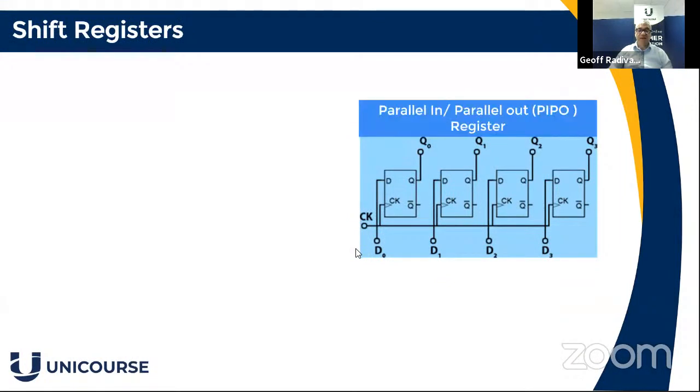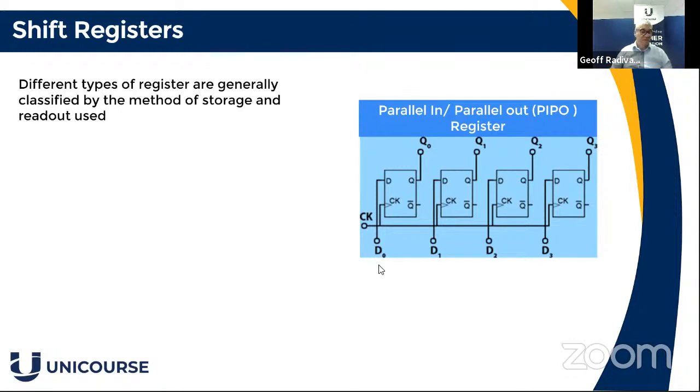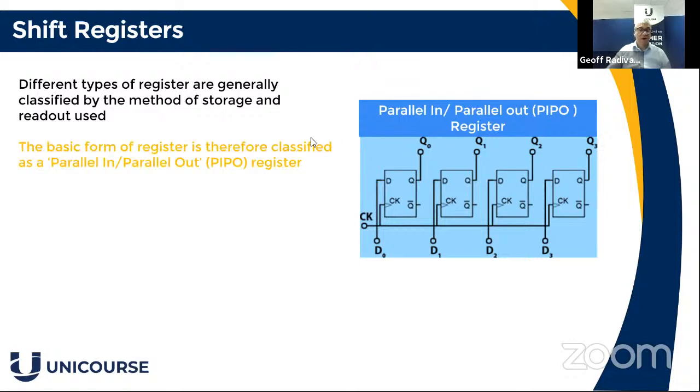So let's look at it again. This is a parallel in, parallel out register. You can choose different ones depending on how comfortable you feel. So what you'll do is research different types, and you also need to include the timing diagrams as well, which I've not put on this slide. So this one is known as a parallel in, parallel out register.